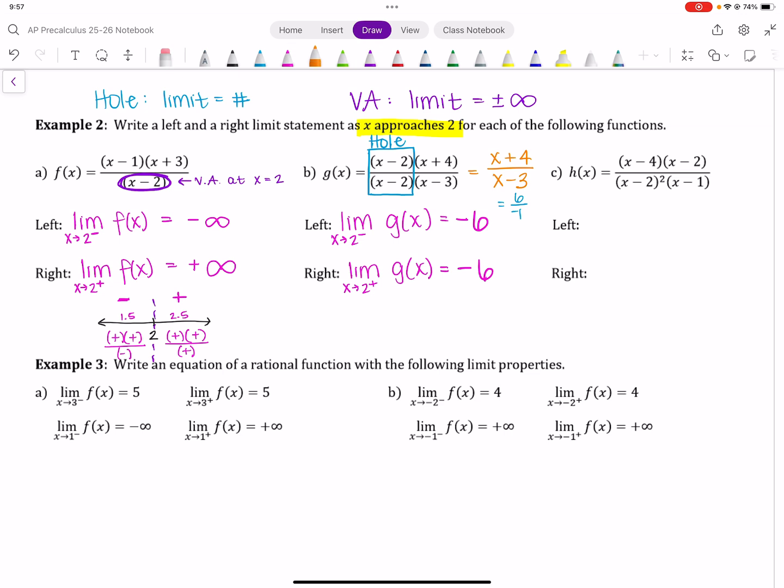And then I want you guys to try part C and see if you can figure out your left and right limits as x approaches 2. So be careful, make sure you correctly identify if it's a hole or a vertical asymptote.